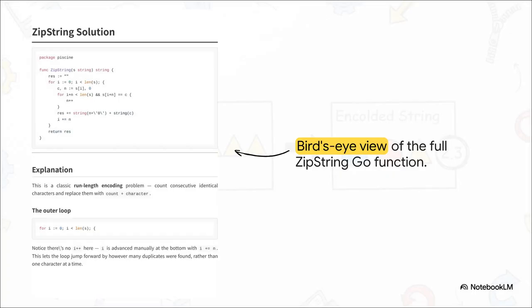Okay, take a look at the entire ZipString Go function. Let's just take a second to look at the whole organism before we start slicing it up. It's relatively compact. We've got our result string initialization, an outer for loop, an inner for loop, a string concatenation step, and finally our return statement. But don't let its size fool you. Inside this compact little frame is some highly optimized logic.